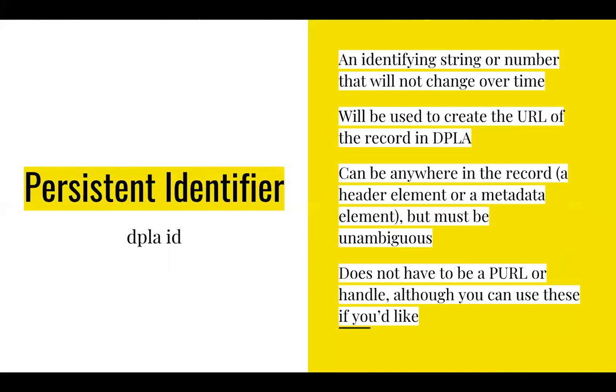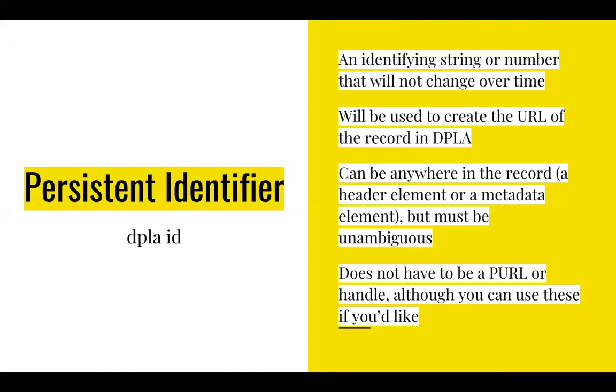So if you move your server to a different address, this number has to stay the same. If you move all your records to another system, this identifier needs to be the same. And that's because, as I mentioned, it's used to create the URL for the record in DPLA.